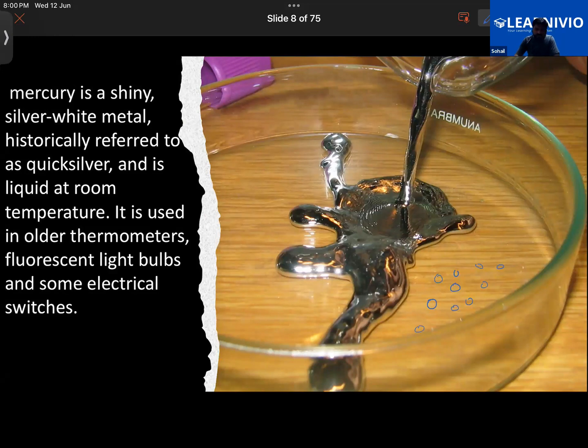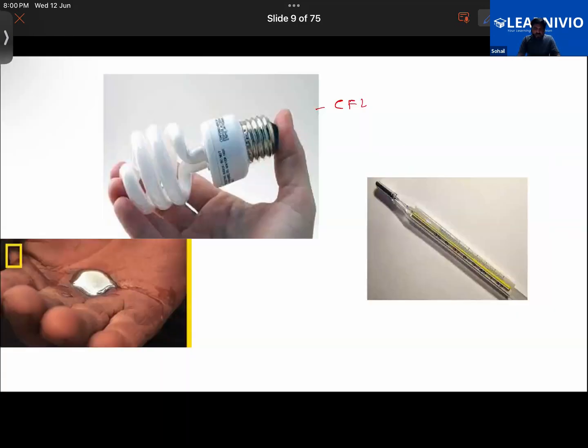Not bubbles, I would say. It can separate into small drops like this. If you take mercury in your hand, it will simply float. Sir, will it burn? No, it will not burn. Neither will it stick.